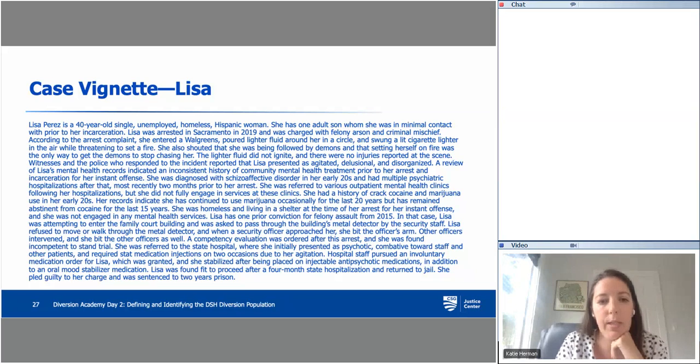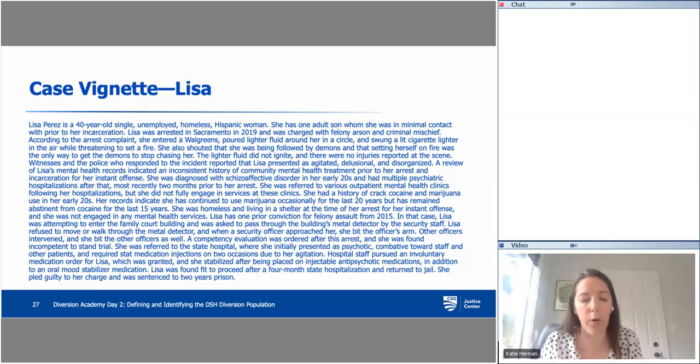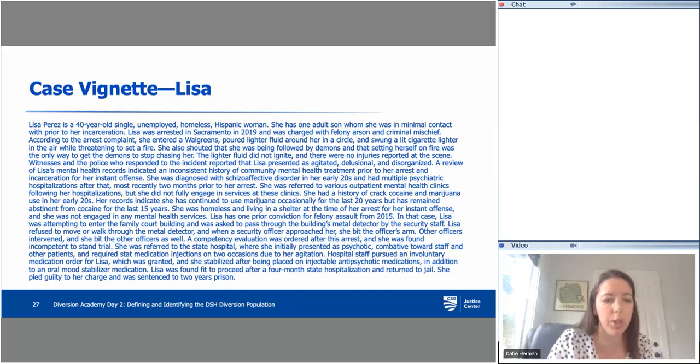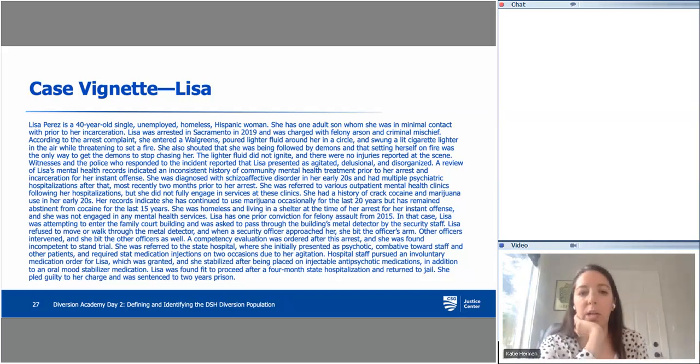Hospital staff received an involuntary medication order for Lisa, which was granted, and she was stabilized after being placed on injectable antipsychotic medication in addition to an oral mood stabilizer. Lisa was found fit to proceed after a 4-month state hospitalization and returned to jail. She pled guilty to that charge and was sentenced to 2 years prison.